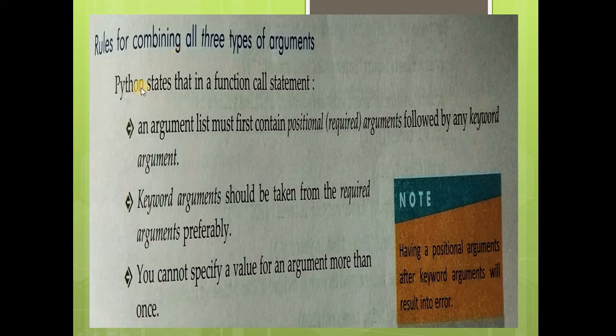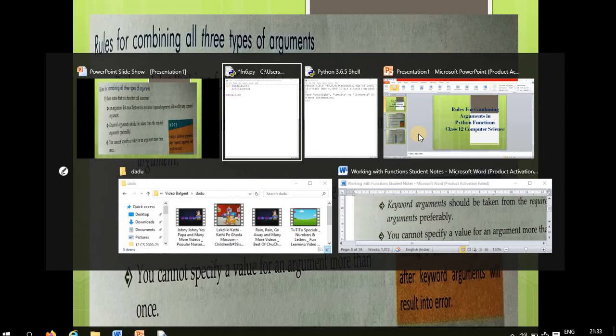Okay, so the first rule says, an argument list must first contain positional or required argument followed by keyword argument. It means when you are mixing positional and keyword argument, it should have the positional argument first and then the keyword argument. Let us discuss this with a Python example.